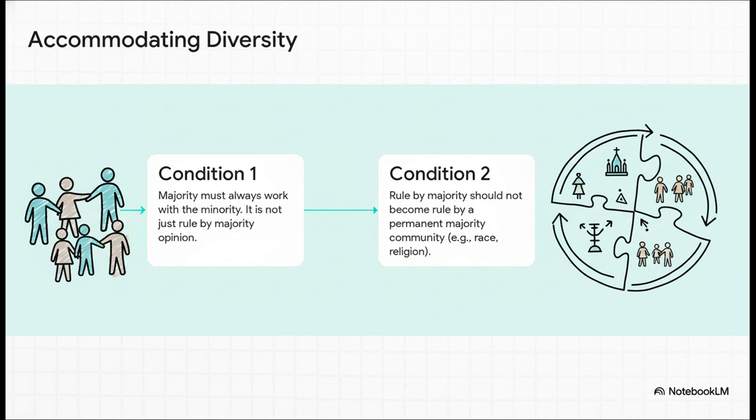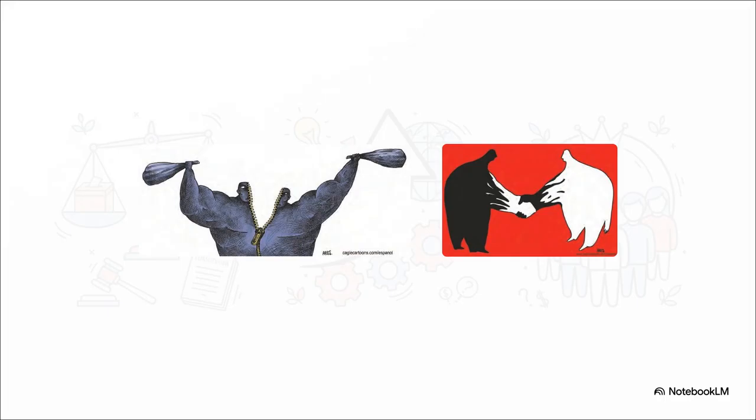First, democracy is not just the rule of the majority. The majority always needs to work with the minority. And second, the majority should never be a permanent group based on religion or race. In a true democracy, every single citizen should have a chance to be in the majority at some point or the other. These two images show the two possible results.